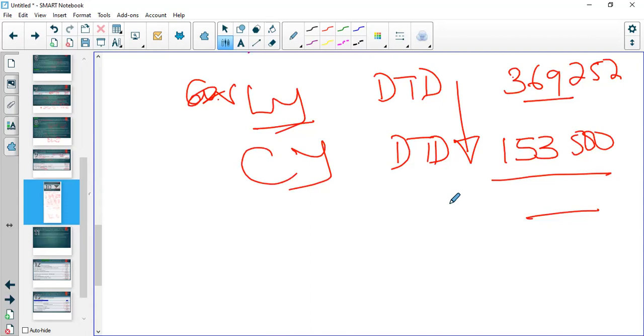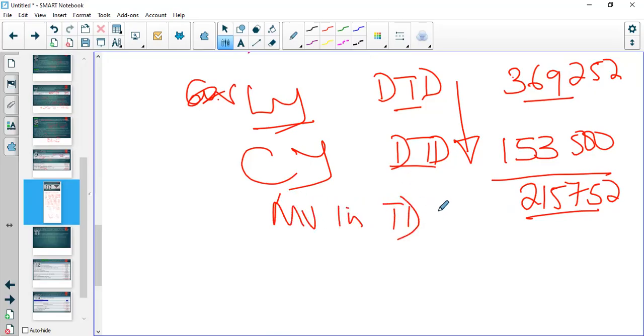So there's been a decrease in a deductible temporary difference, so the decrease amounts to the movement also, of course. The movement in temporary difference amounts to 369,252 less 153,500. So the movement is 215,752. Calculating the movement has been easy because we have deductible temporary differences in both cases, so it's just the difference between those two. This is the movement in temporary differences.